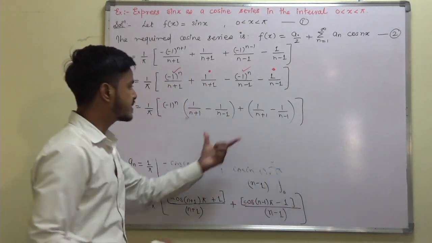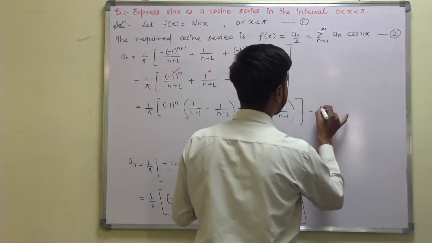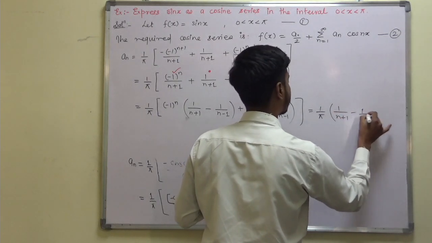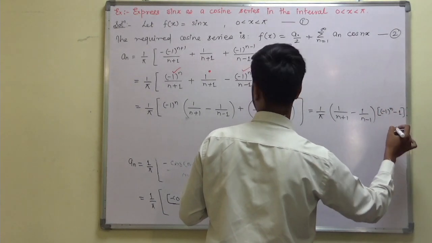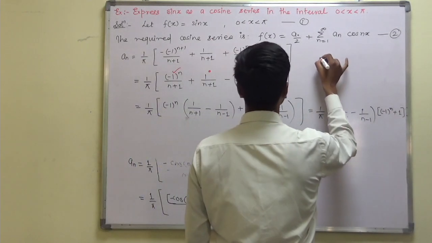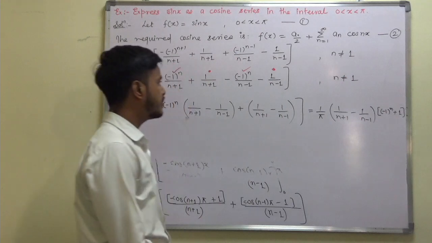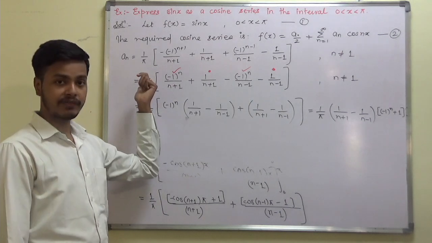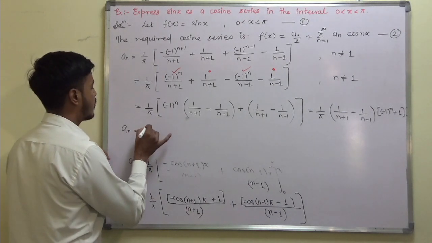So now as you can see, this bracketed quantity is common. So I can take this bracketed quantity common and I will write 1 by pi, 1 upon n plus 1 minus 1 upon n minus 1 into minus 1 to the power n minus 1 plus 1. Okay, here n should not equal 1. Why n should not be equal to 1? Because if n is equal to 1, this contributes to infinity, means it is not defined.